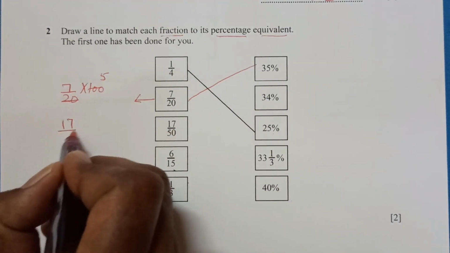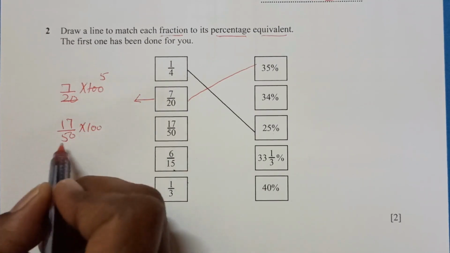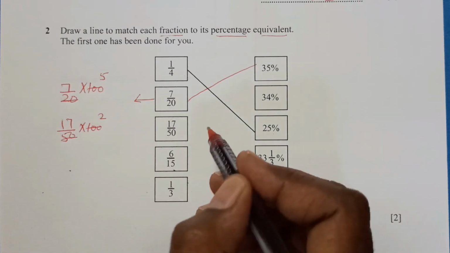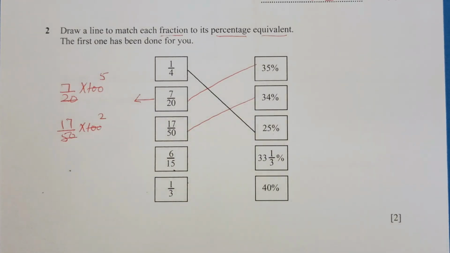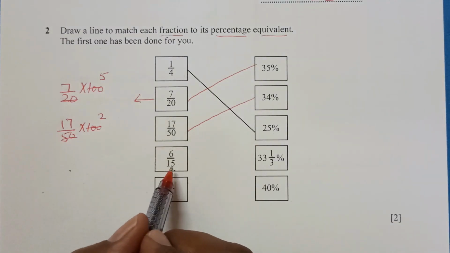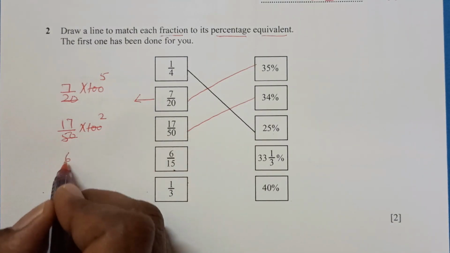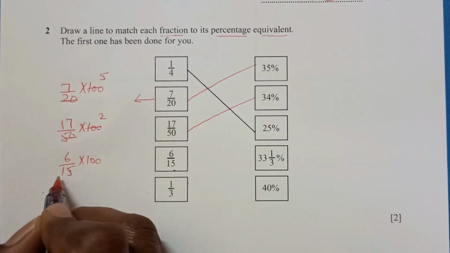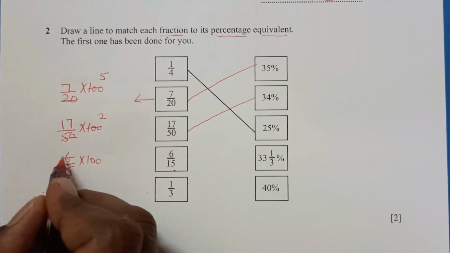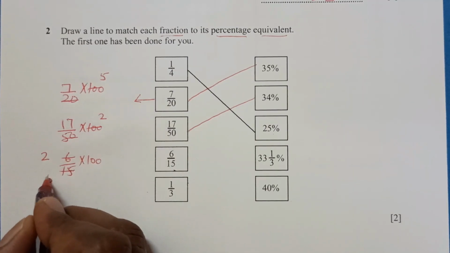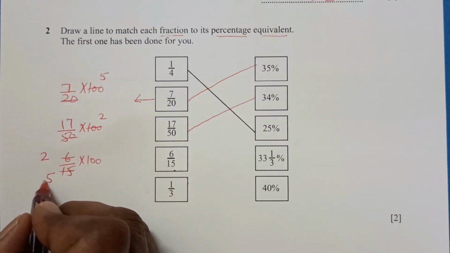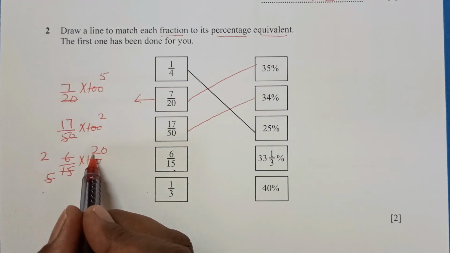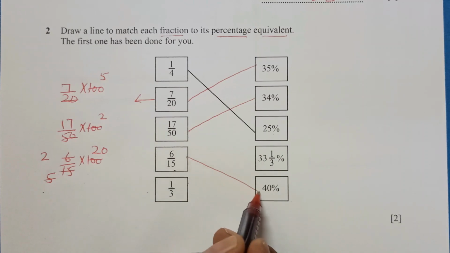Now this 17 over 50 times 100. So 50 times 2 is 100 and 17 times 2 is 34. So this will be matched to 34%. Now 6 over 15. 6 divided by 15 times 100. So we can simplify this by 3. 3 times 2, 3 times 5. Divide both numbers by 3. So then 5 times 2 here, which is 20. So 2 times 20 is 40. So this will be matched to 40.